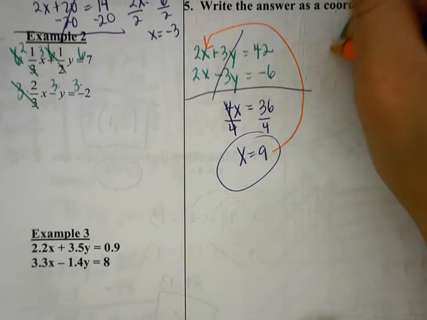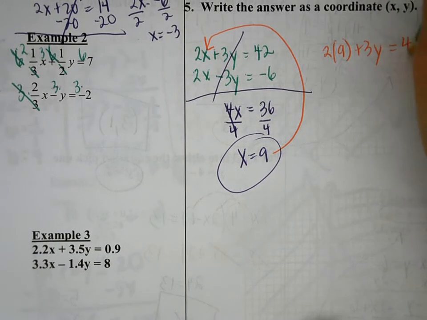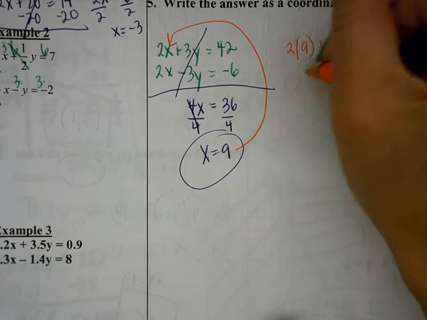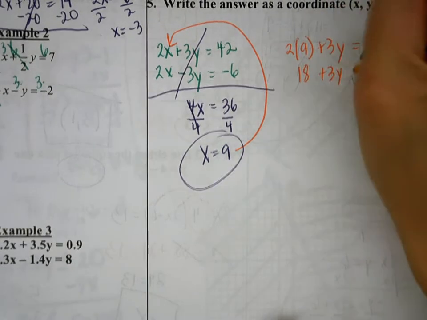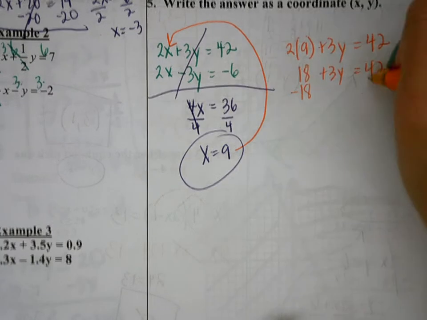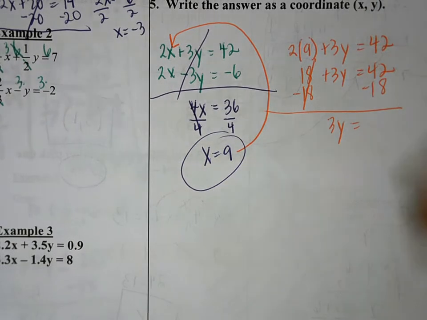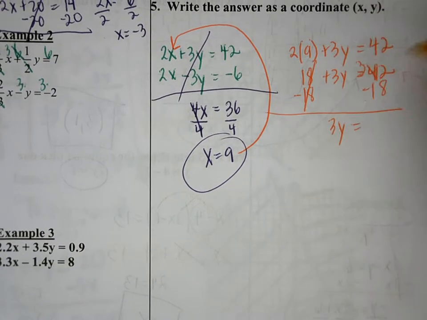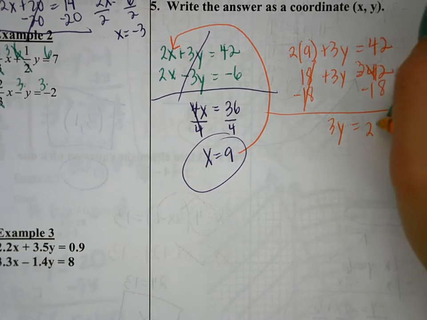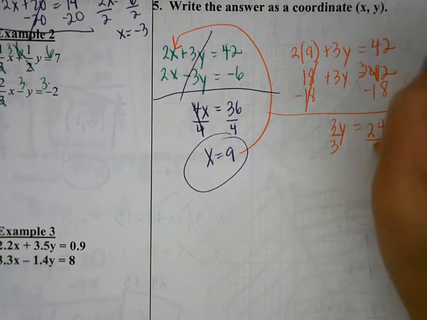So I have 2 times 9 plus 3y equals 42. 2 times 9 is 18, plus 3y equals 42. Next we subtract 18. 3y equals 24, right? And then, good, divide by 3 and y equals 8.